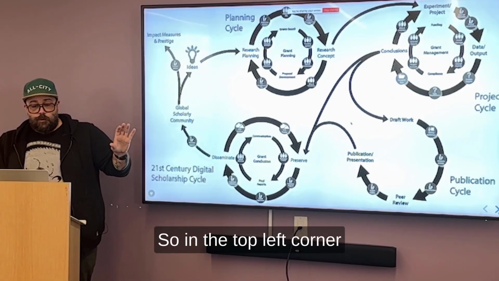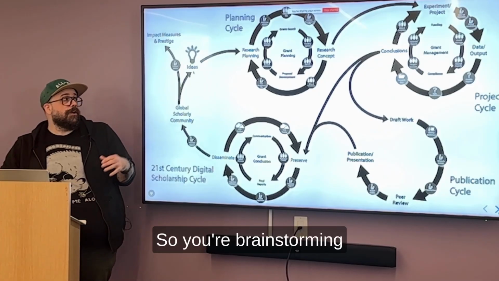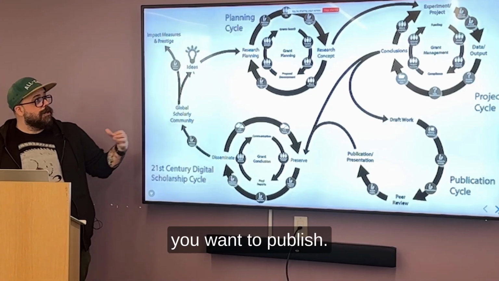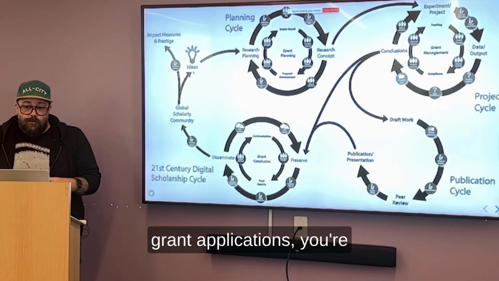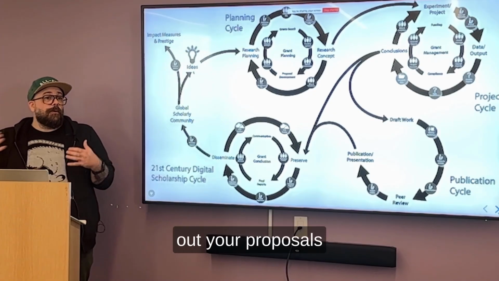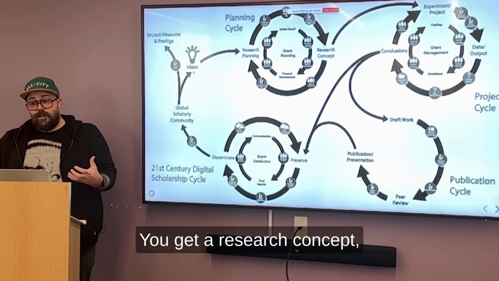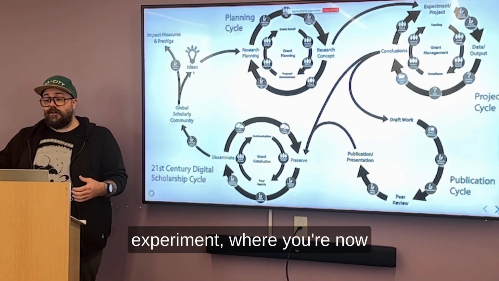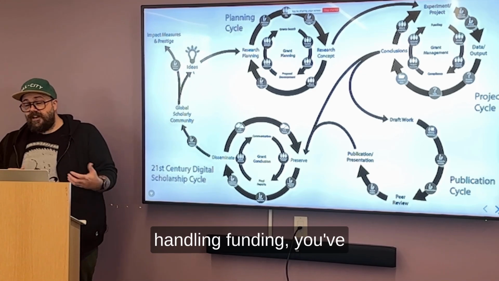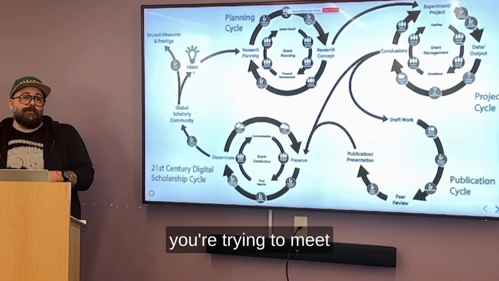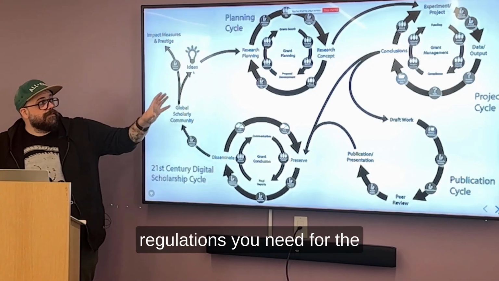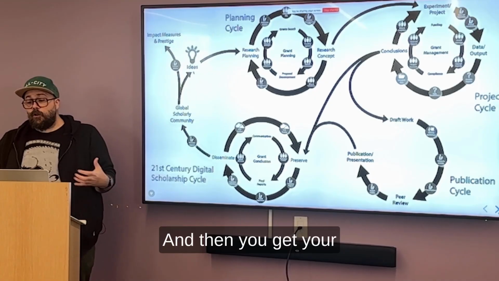So in the top left corner here, we've got ideas. So you're brainstorming and thinking about what you want to publish. You move on to the planning cycle where you've got research planning, grant applications. You're trying to figure out your proposals and stuff like that. You get a research concept. You move on to the experiment where you're now managing a grant. You're handling funding. You've hired research assistants. You've got data and outputs. You're trying to meet whatever compliance or regulations you need for the varying things you're working on. And then you get your conclusions.